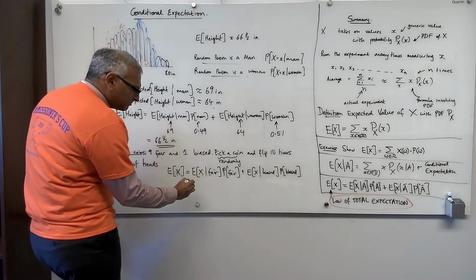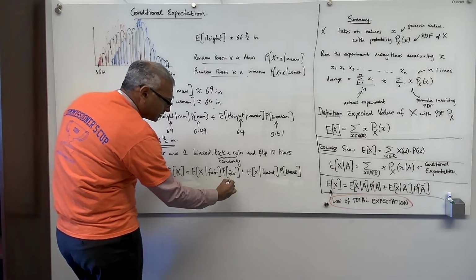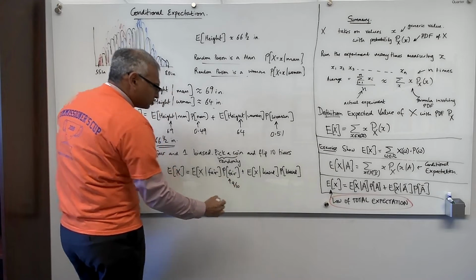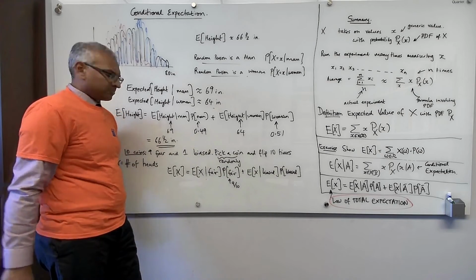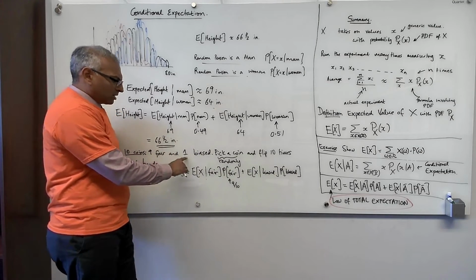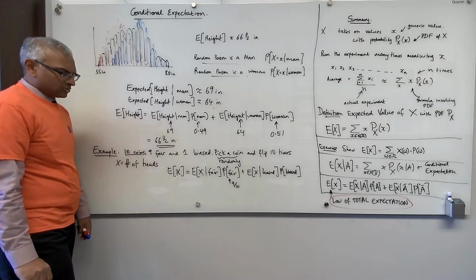Okay, now let's fill in the numbers. So this one here is 9 over 10 because you pick a coin randomly. The chances you pick a fair one is 9 out of 10. It's a uniform sample space. 9 of the outcomes are fair, 1 of the outcomes is biased. Okay, so 9 out of 10.